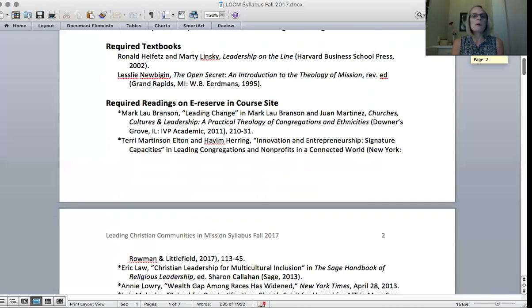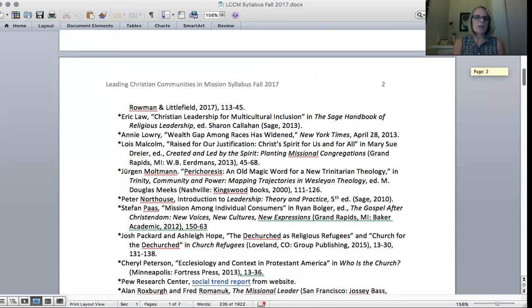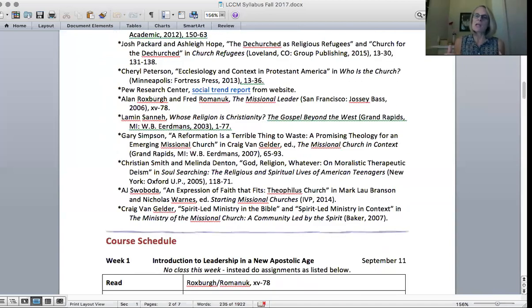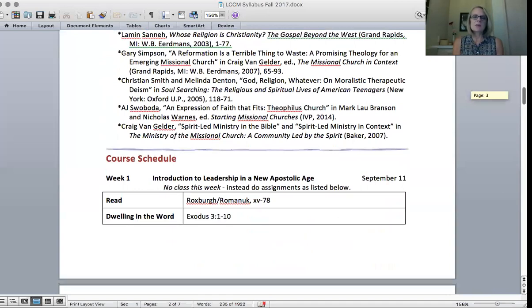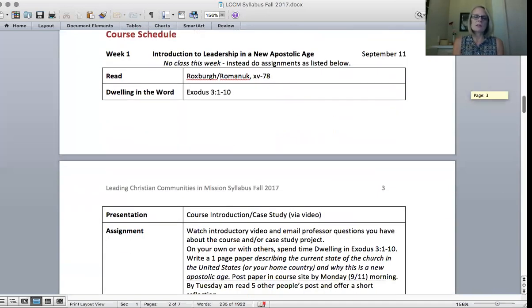There are a whole bunch of e-reserves. All of these are on that site. In Moodle, you click on the e-reserves and it'll take you to a link in the library website that will have all of these there for you to look at. So check those out. Those later on in the schedule will be laid out. The next piece is a schedule of what each week looks like.